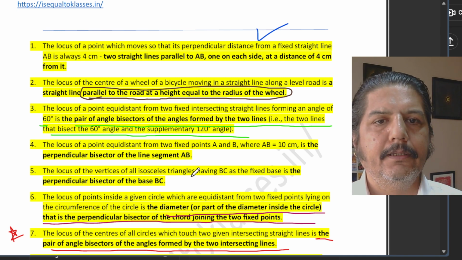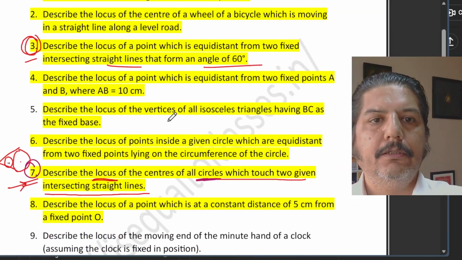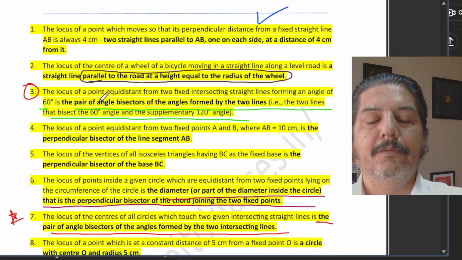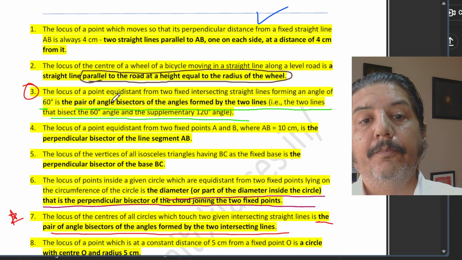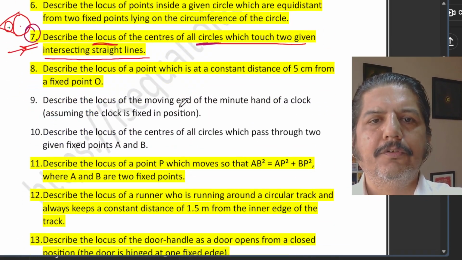If you had question number 3, yeah, question number 3. In question number 3 also we discussed something like this. Is the pair of angle bisectors of the angles formed by the two lines that bisect the 60 degree angle, supplementary angle. So this is the answer. Hope this is making sense.